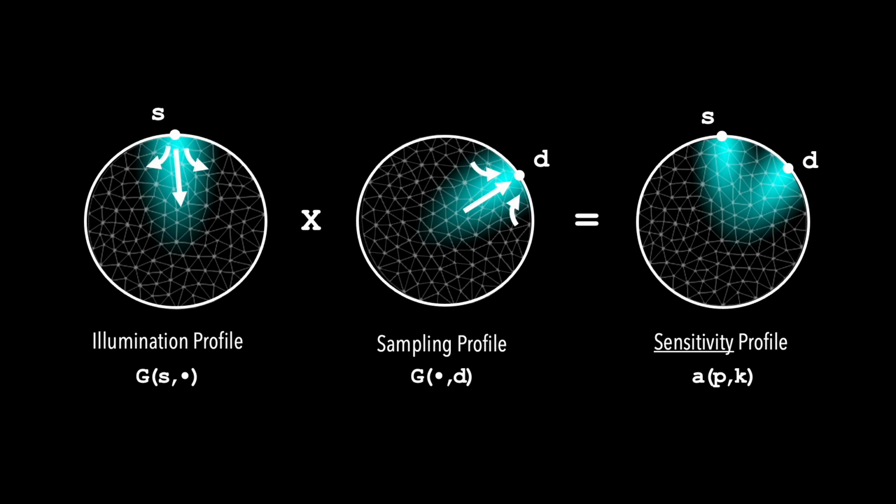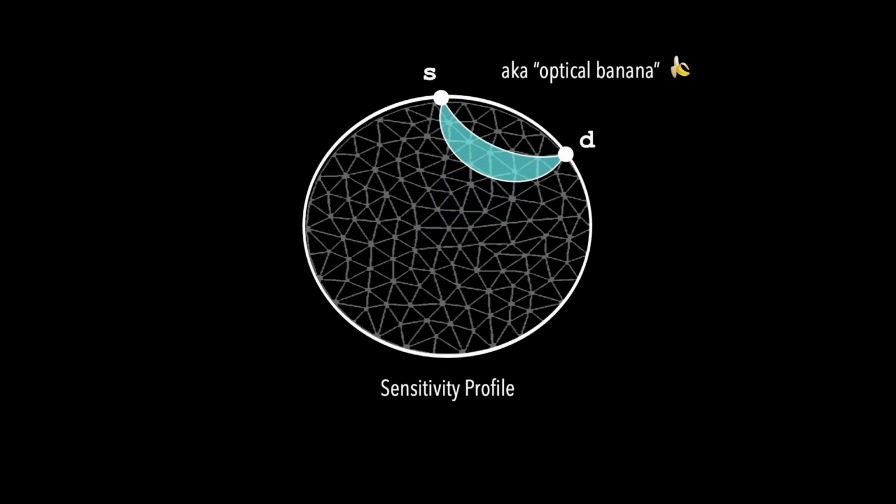This is called the sensitivity profile of the source-detector pair, indicated here using the notation A_PK, where P is the measurement pair number and K is a mesh node number. Even though the sensitivity profile is technically non-zero at all mesh nodes, it's common practice to draw only the central lobe, indicating the region of strongest influence. This has the characteristic shape of a banana, giving rise to the term optical banana, which is often used instead of the term sensitivity profile.